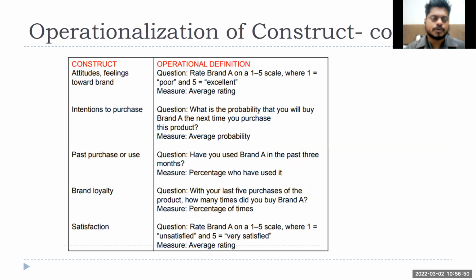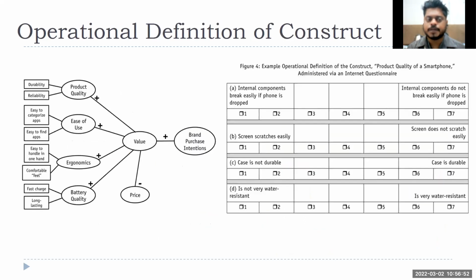Out of those dimensions, what dimensions did we see? Let's say product quality, ease of usage, ergonomics, battery quality, and price. And I build a regression model. Now it says the coefficient of price is very small, product quality larger. When I write that equation, y is equal to some constant plus beta 1 x1, beta 2 x2, like that. Y is your dependent variable, brand purchase intention, equal to some constant plus, let's say, 10 multiplied by product quality plus 1.5 multiplied by price.